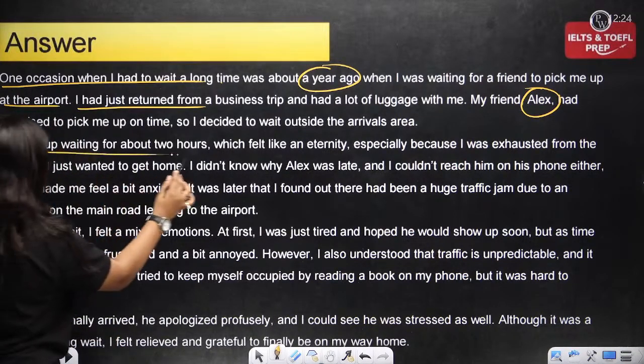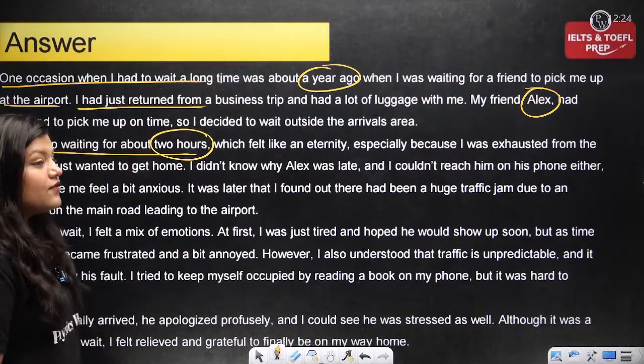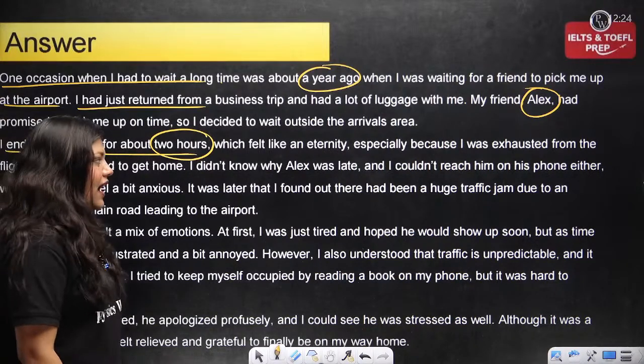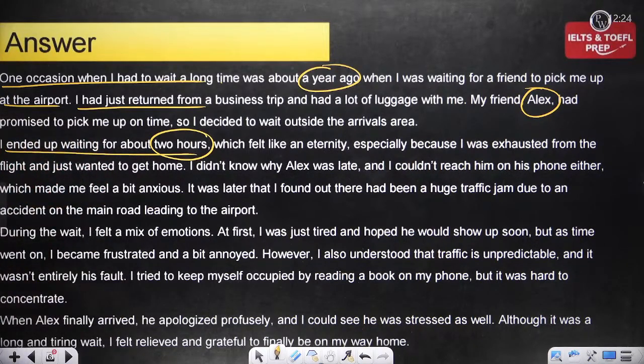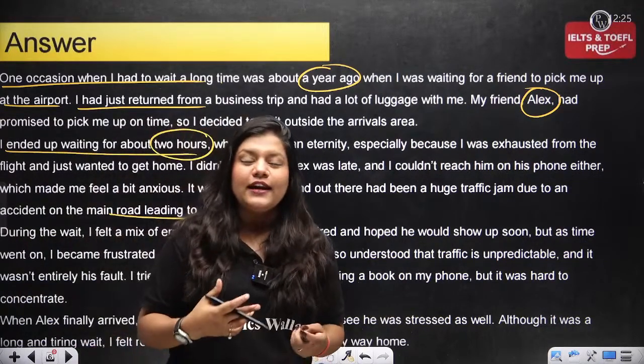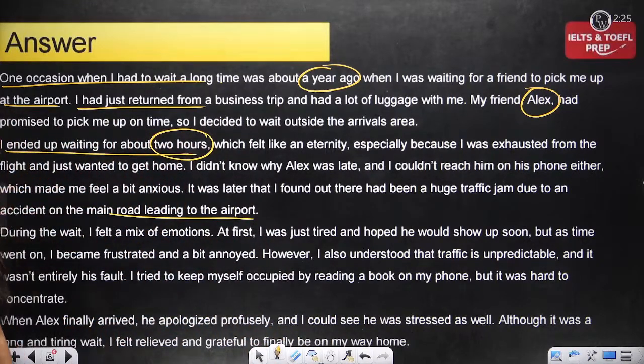I ended up waiting for about 2 hours, which felt like an eternity, especially because I was exhausted from the flight and I just wanted to get home. I didn't know why Alex was late and I couldn't reach him on his phone either, which made me feel a bit anxious. It was later that I found out there had been a huge traffic jam due to an accident on the main road leading to the airport. Now, how beautifully the reason and the topic covering is being given. No repetition of the idea, no repetition of the entire word is being done.